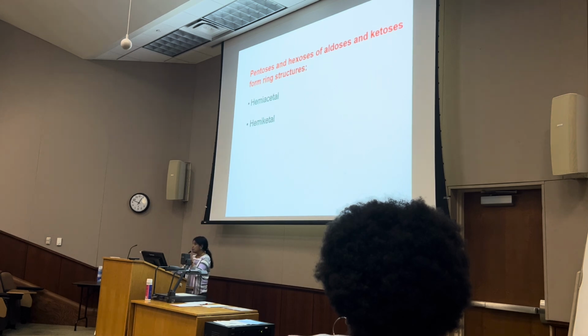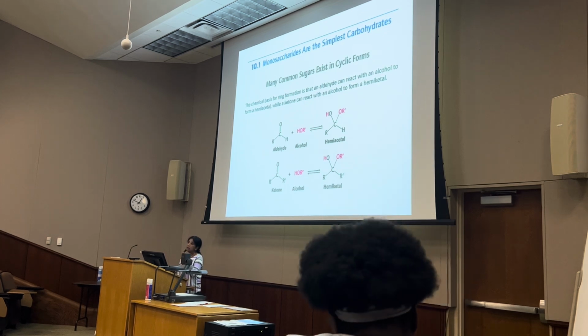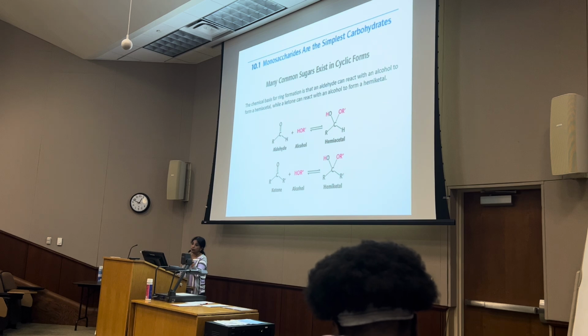So this too should be a review, but sugars can also do this because they do have the alcohol group, and they can attack the aldehyde or the ketone part of the molecule. So when you want to make a hemiacetal, the alcohol group attacks the aldehyde, and you get a hemiacetal. The same thing: the alcohol group can attack a ketone, and you get a hemiketal. You can take the same principle and apply it to sugars.